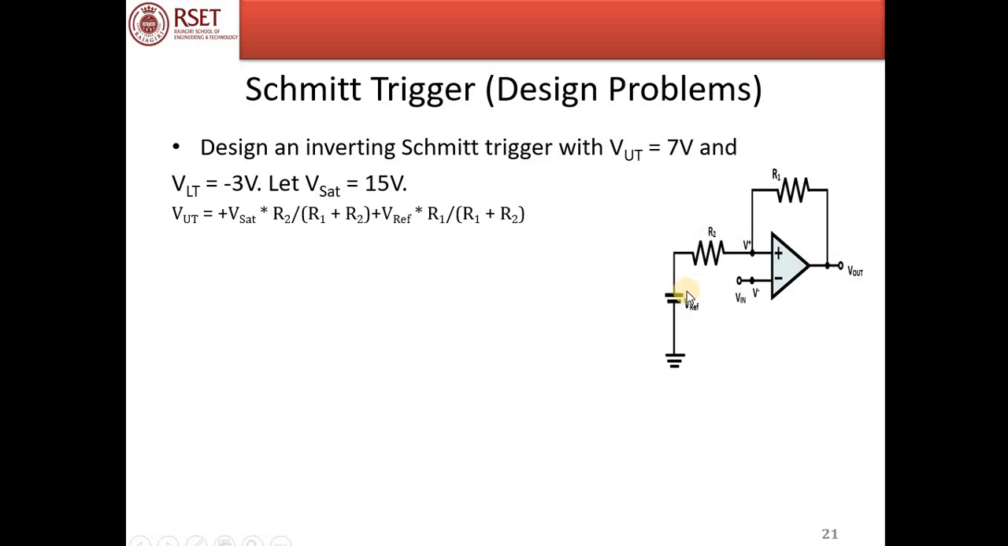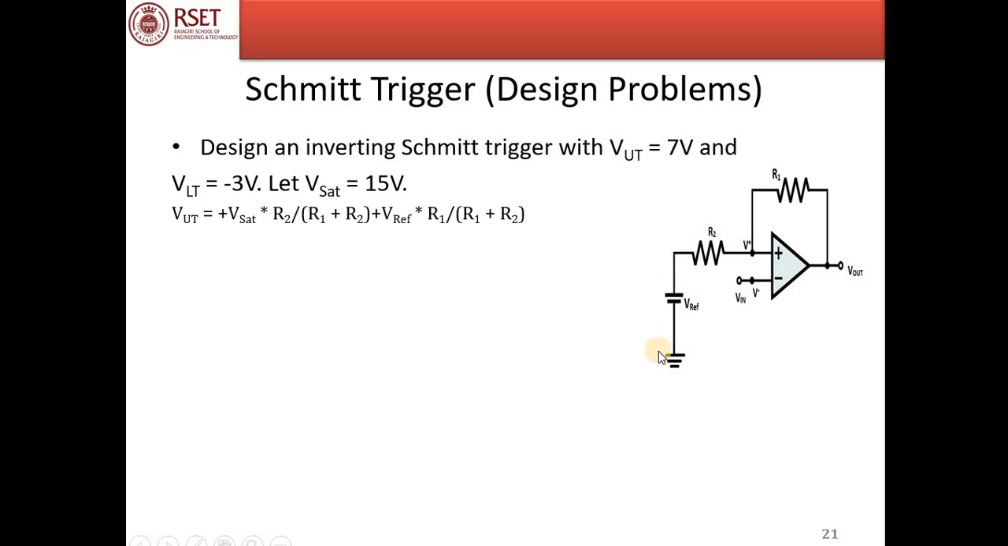When V output is considered, V reference will be grounded. And what is the contribution to V plus due to V output then? V output into R2 by R1 plus R2. That is being written as plus Vsat into R2 by R1 plus R2.